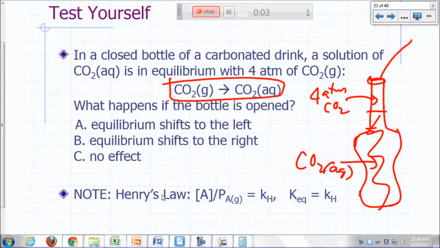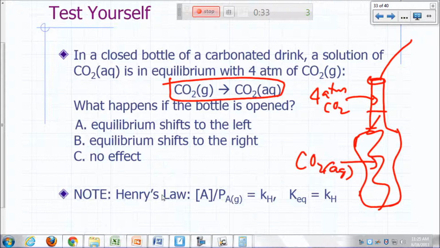When you're opening it, what are you doing? What's the pressure outside the bottle? How much CO2 is in the air around you? You have 1 atmosphere of air around you, but how much of that is CO2? Very low, right? It's about 20% oxygen, almost 80% nitrogen. You have trace amounts, strictly speaking, a very, very small amount of CO2 in the air.